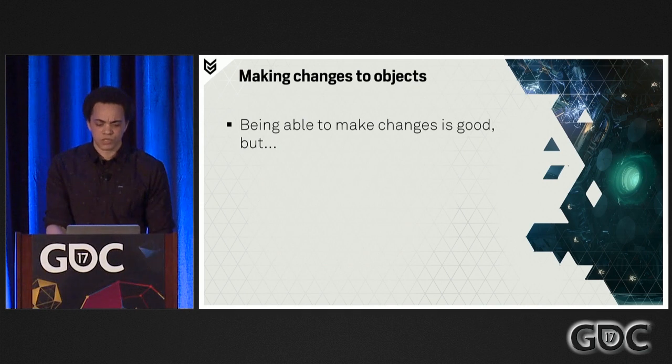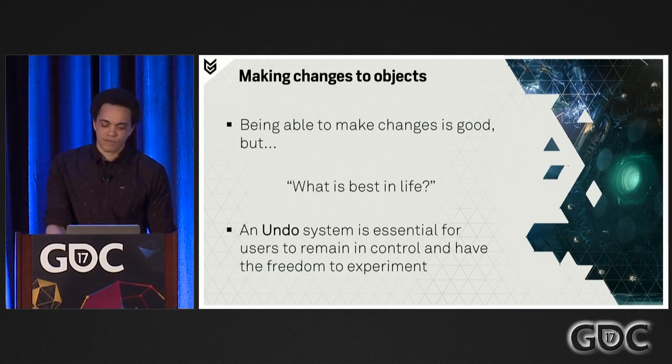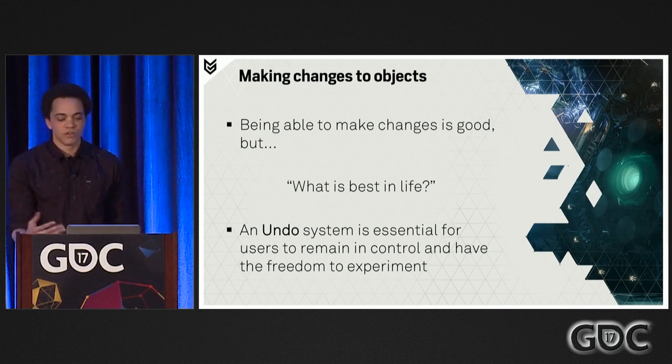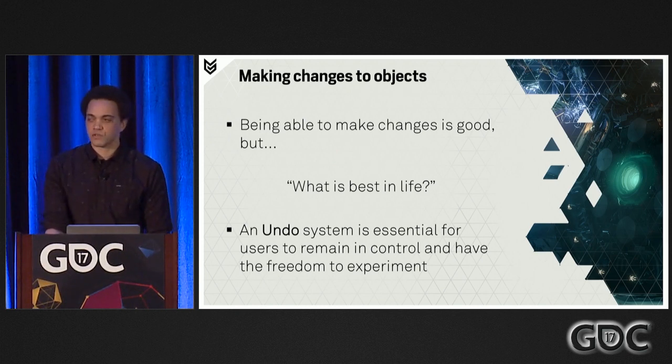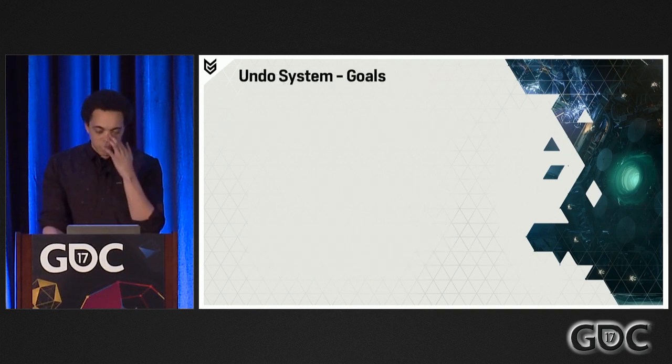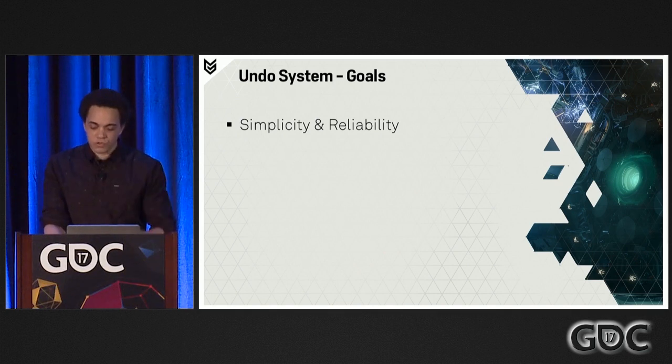So being able to make changes is good, but what is best in life? In any kind of data editing environment, it's critical to be able to undo changes that have been made. And this allows users to experiment, to recover from their mistakes, and generally feel like they're in control over what's actually going on. Looking at this slide, the first goal seems almost redundant to state, but it is actually important. The code for the undo system had to be as simple and reliable as possible.